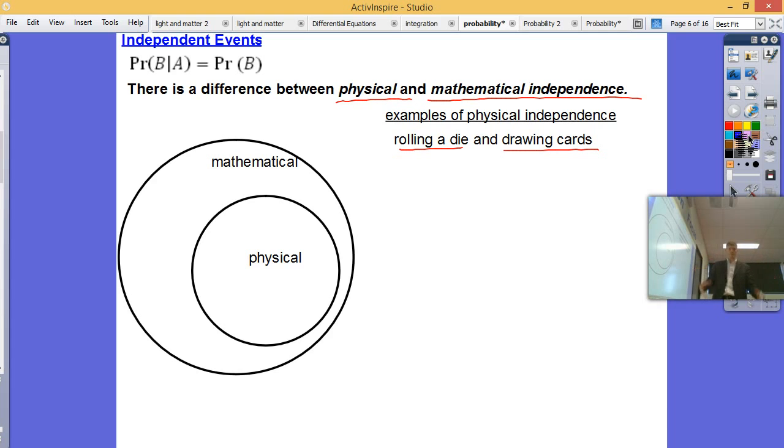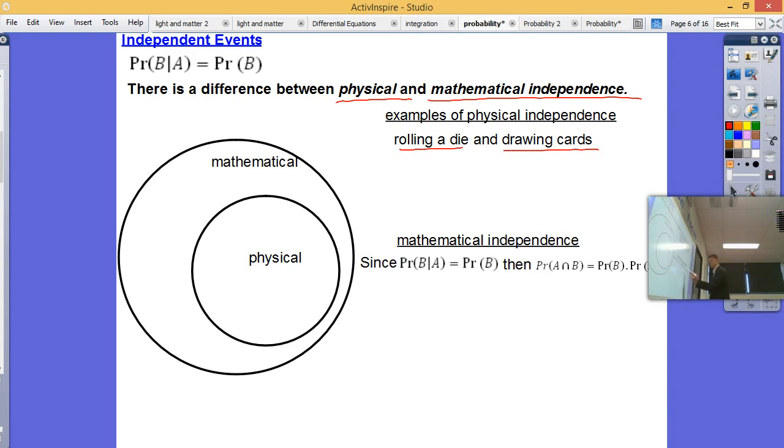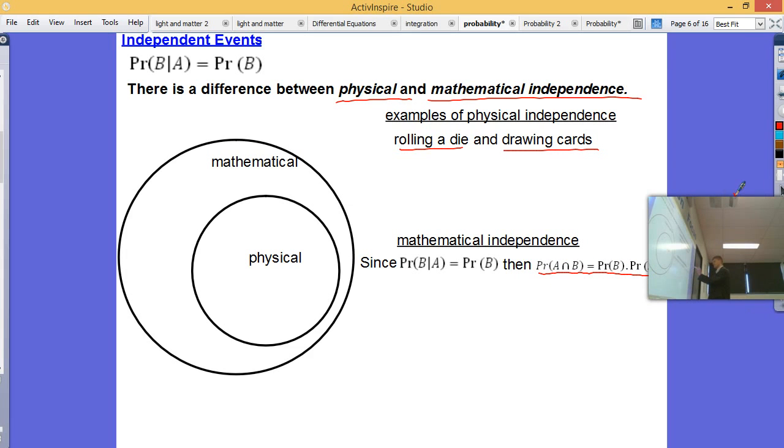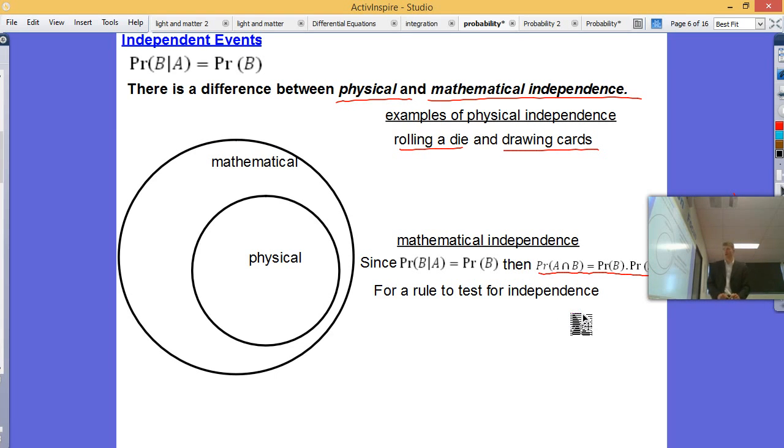But there's a larger scope, larger ways in which we can think about that. And it's the realm of mathematical independence. We can see that all possibilities of physical independence are a subset of all possibilities of mathematical independence. So what is mathematical independence? Consider this definition. Since the probability of B given A is equal to probability of B, then we get this via the definition and using the multiplication rule. Now I'm going to break that down a little bit to come up with a little test to find mathematically independent events.